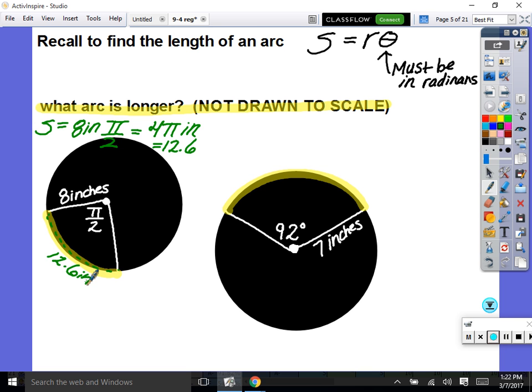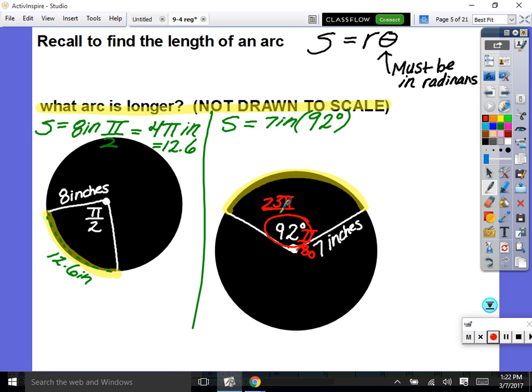Now let's do this one. So we're doing radius times theta. So S is equal to our radius, which is 7 inches times 92 degrees. Now we can't do that because our answer is going to be in degrees, right? So let's push pause for a second, go off to the side and say, I probably should convert this into radians instead of degrees. So you'd multiply by pi over 180. So that would be 92 divided by 180.